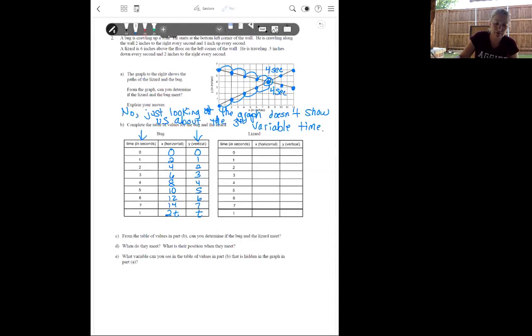Now the lizard, right? The lizard went to the right 2 inches every second. So that's horizontally, started at 0, 2, 4, 6, 8, 10, 12, 14. So he would be 2t horizontally. Vertically, however, he started up at 6 and went down ½ of an inch every second. So from 6, he went down to 5.5, and then 5, 4.5, 4, 3.5, 3, 2.5.